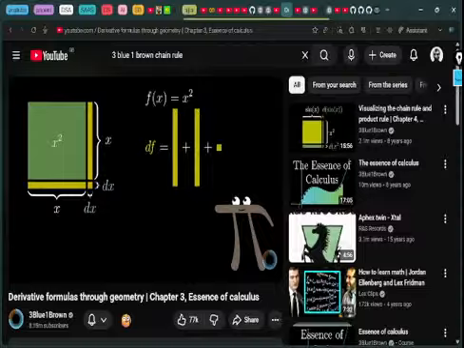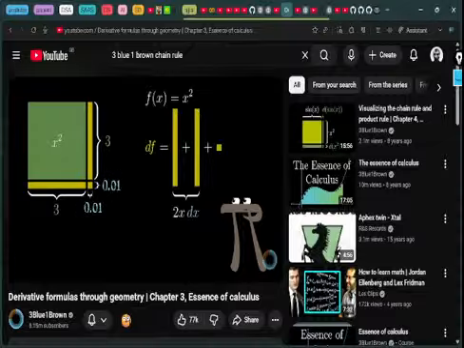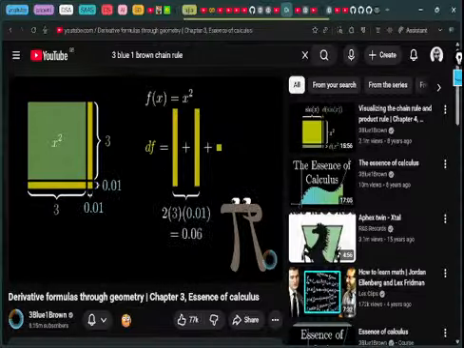Now you can see that there's three new bits of area in this diagram, two thin rectangles and a minuscule square. The two thin rectangles each have side lengths of x and dx, so they account for 2 times x times dx units of new area. For example, let's say x was 3 and dx was 0.01, then that new area from these two thin rectangles would be 2 times 3 times 0.01, which is 0.06, about 6 times the size of dx.